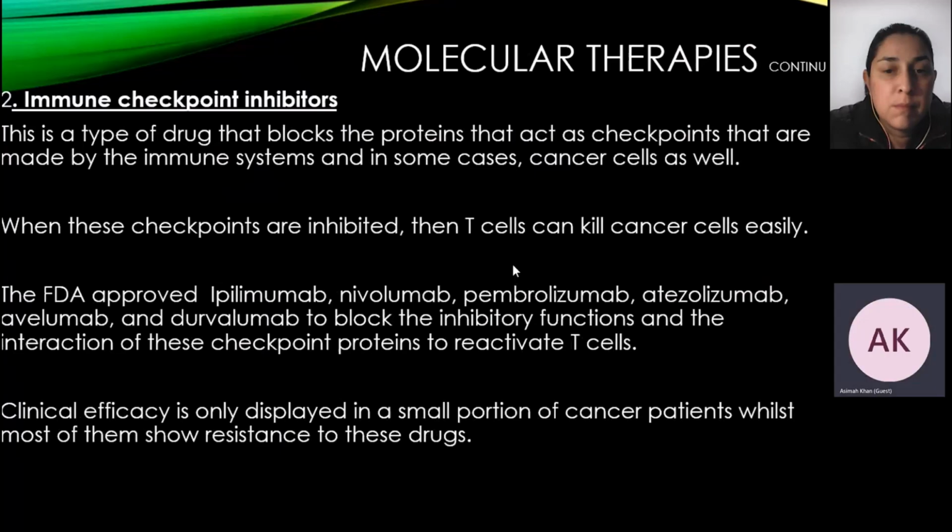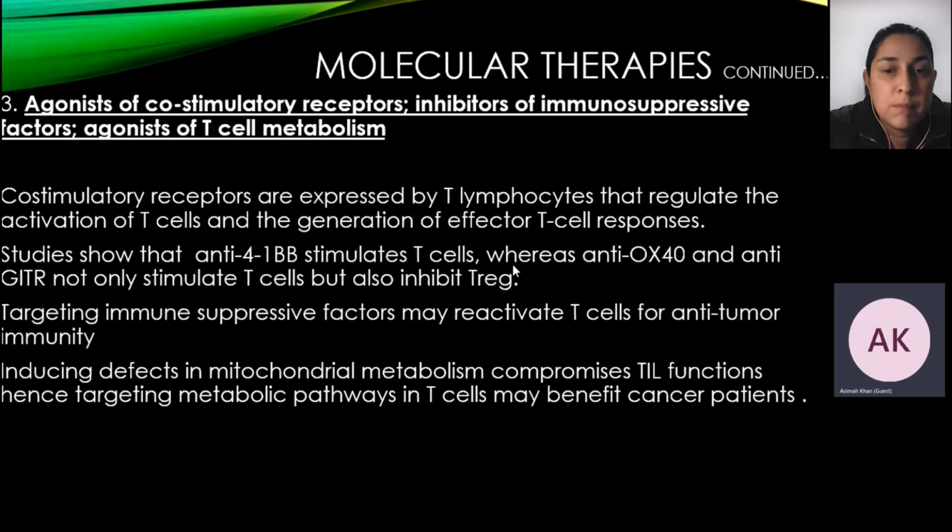The third type is agonists of co-stimulatory receptors, inhibitors of immunosuppressive factors, and agonists of T cell metabolism. Co-stimulatory receptors are a class of molecules expressed by T lymphocytes that regulate the activation of T cells and the generation of effector T responses. Studies show that anti-4-1BB stimulates T cells, whereas anti-OX40 and anti-GITR not only stimulate T cells but also inhibit TREG. Similarly, the co-stimulatory molecule CD40 on DC cells is involved in DC activation. Thus, anti-CD40 has shown anti-tumor effect through its activation of DC and T cell priming.